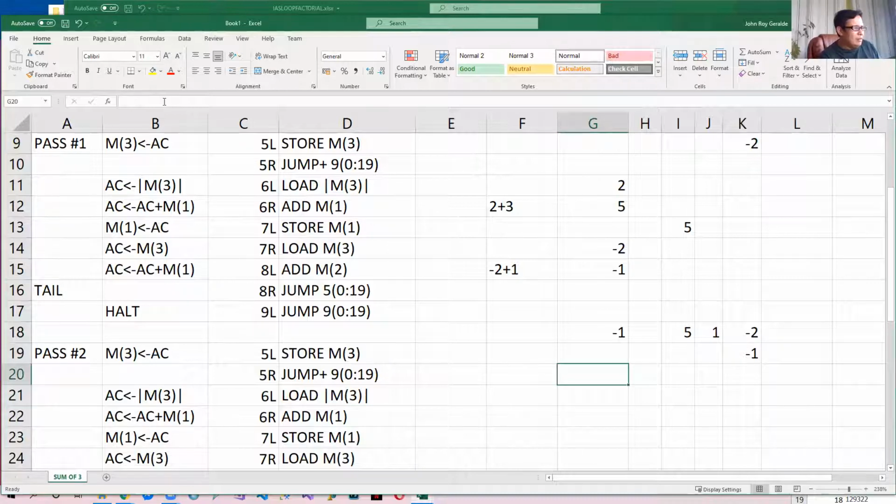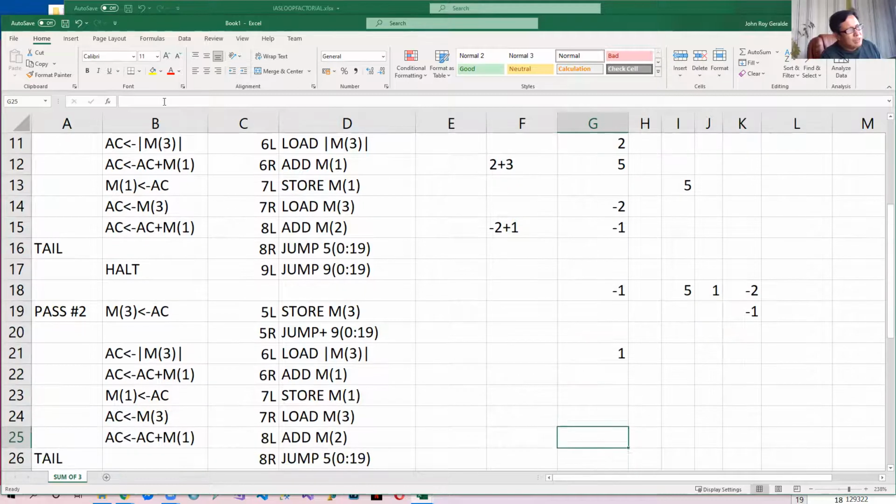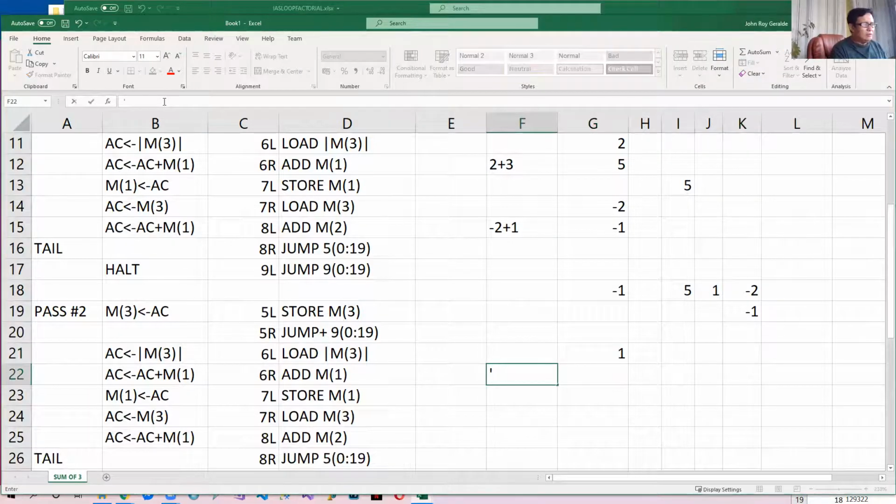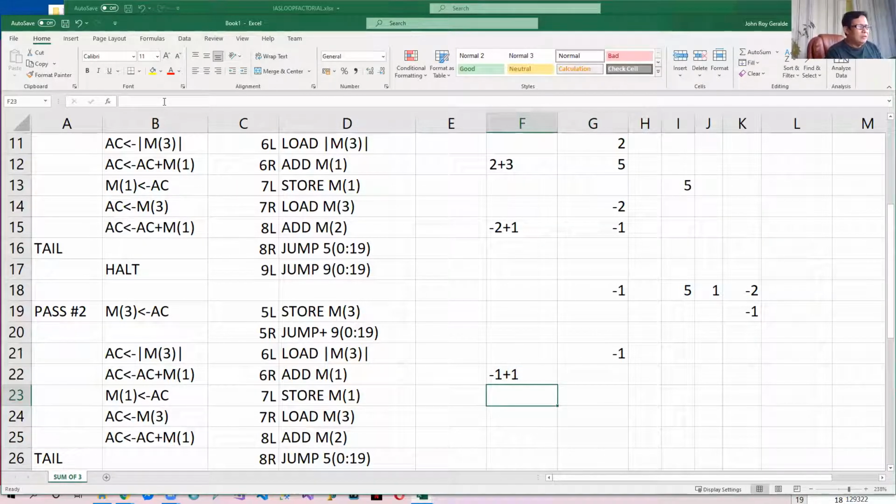Load M3, okay? Load M3, so this is the absolute of M3, so you have 1. Now, if you don't have an absolute in your instruction set, you can just easily multiply by negative 1, okay? Because later we will have another computer which doesn't have an absolute, no? So add M1, so this is sorry, this is negative 1. Negative 1. Okay, so this is negative 1 plus 1. We follow? Okay.